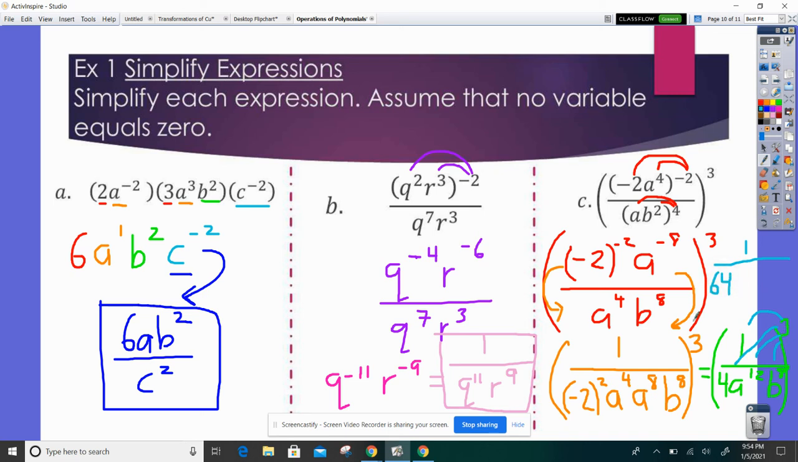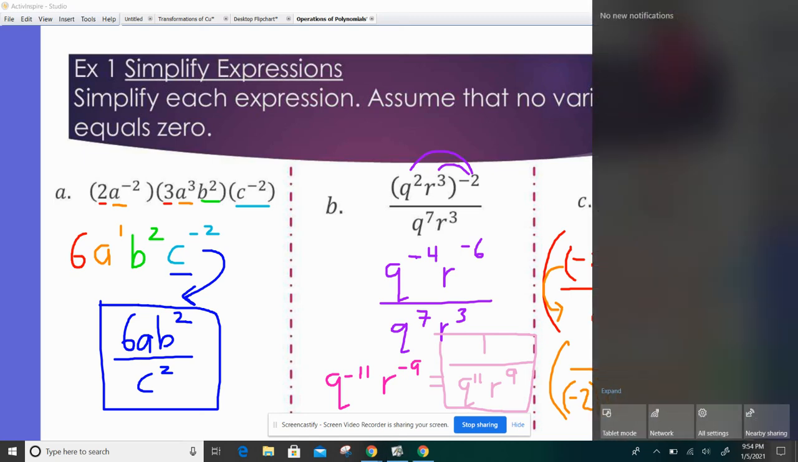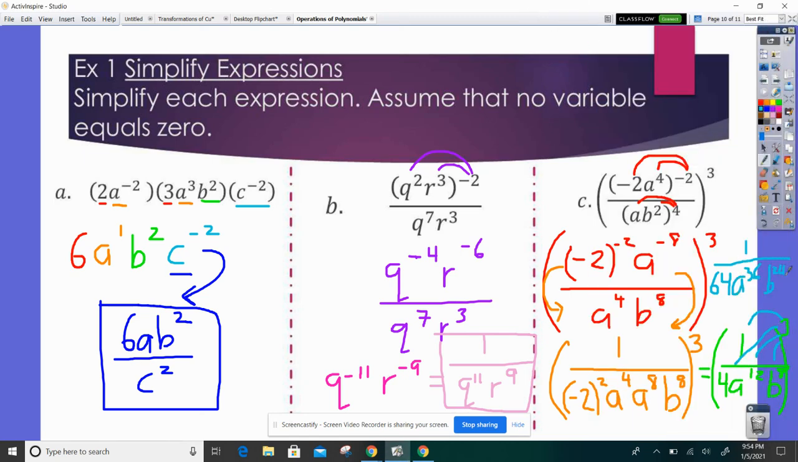All right, power to a power means I multiply. So 12 times 3 is 36. So it gives me a to the power of 36. And then multiply again here. 8 times 3 is 24. b to the power of 24. So this simplifies, excuse my computer acting up. This simplifies to 1 over 64, a to the power of 36, b to the power of 24. Okay, and that's all we're going to do with exponent rules today.